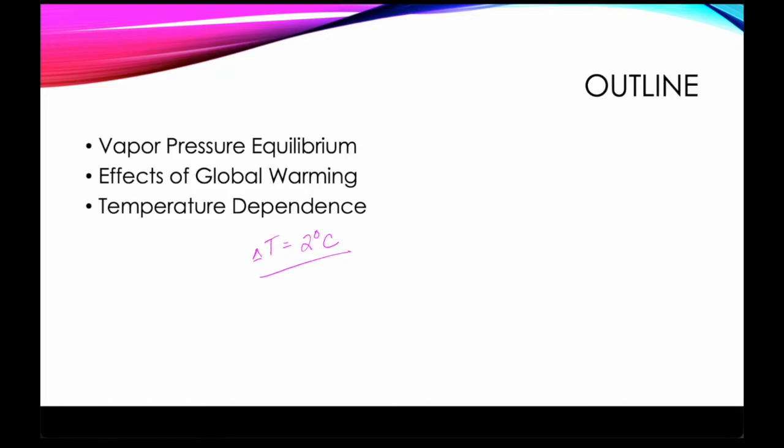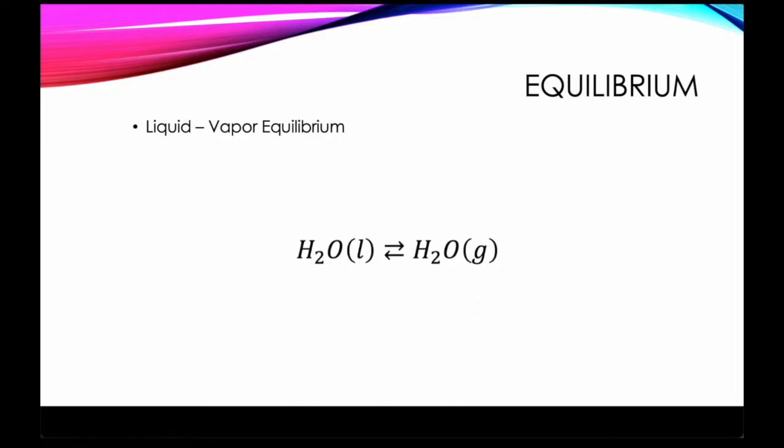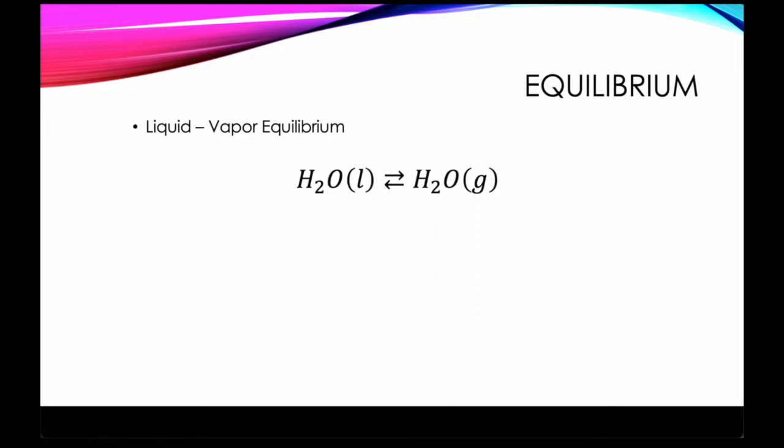Now, exactly how will we do that? Well, we have to first recognize what we're talking about when we talk about vapor pressure. We're talking about an equilibrium between the liquid and the vapor. All right, so we have H2O liquid in equilibrium with H2O vapor. And we know the Gibbs energy tells us that when these two are in equilibrium, their Gibbs energies are the same. So we have the Gibbs energy of the liquid is equal to the Gibbs energy of the vapor.